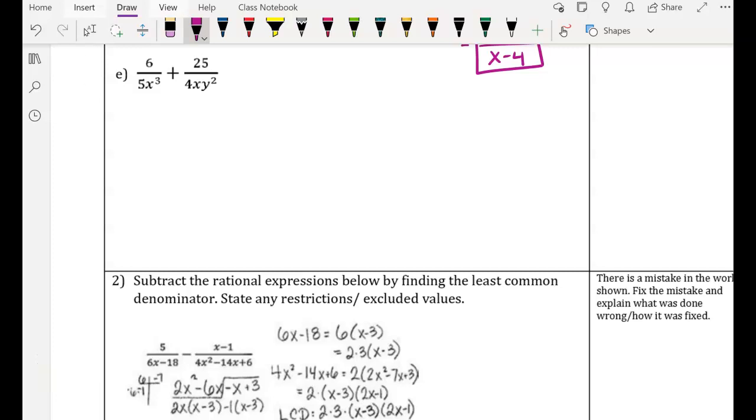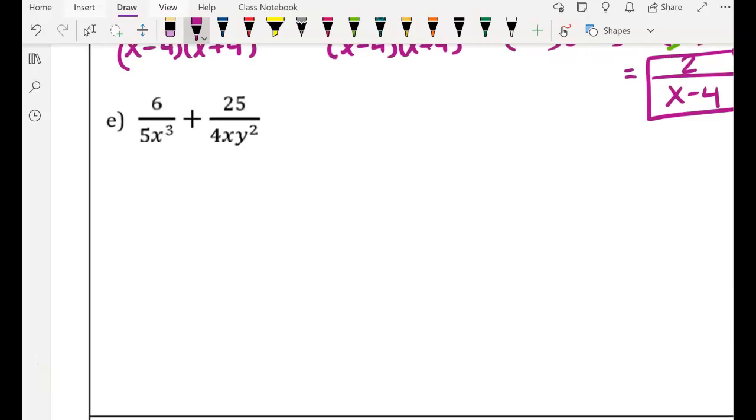Okay, guys, so let's get bigger. 6 divided by 5x to the third plus 25 over 4xy squared. Okay, so these are simpler, but usually students make mistakes on these.